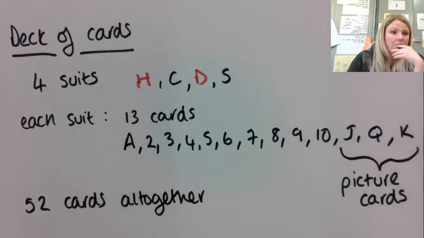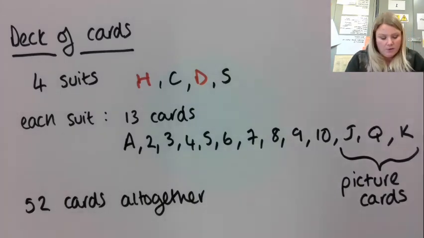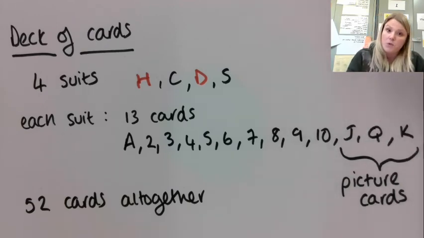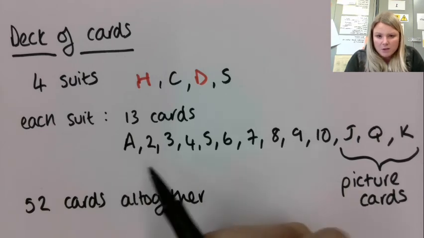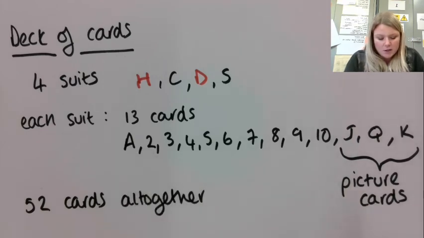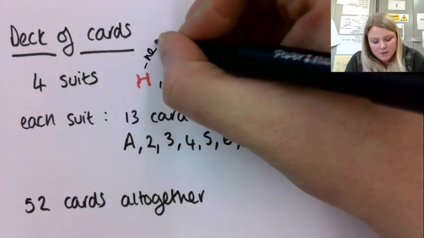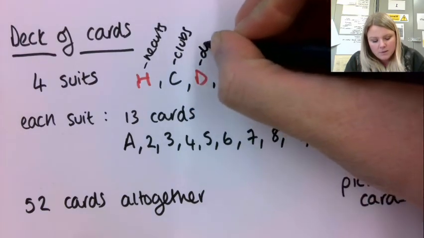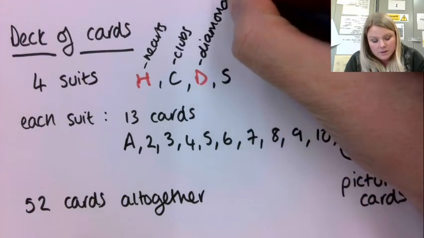Like what's the probability of getting any picture card? You've got a jack, queen and king in each suit, so it's 3 in each suit, and there's 4 suits. So that's 12 picture cards altogether. Ace doesn't count as a picture card, just the jacks, queens and kings. Okay, I think that is it. Maybe I should write the words on here. So this is hearts, clubs, diamonds and spades.